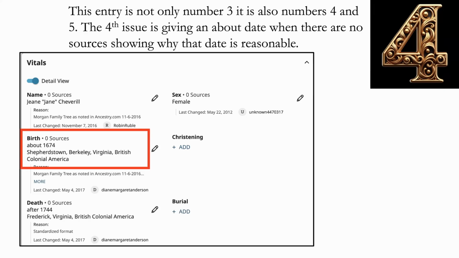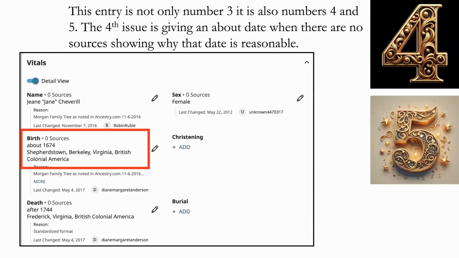So it's possible to put in an about date, especially if there are lots of records that show this person living at a certain point in time. You can say that person was probably 20 years old when this happened, or the census record says they're 20 years old, and you don't have any other birth records, so you can go back 20 years and say this person was married about 20 years ago because that's what's in the U.S. Census record. What we're talking about right here is no sources. This date was just made up out of thin air. Okay, so what else are we concerned about here?